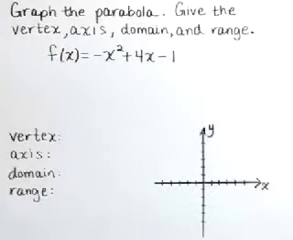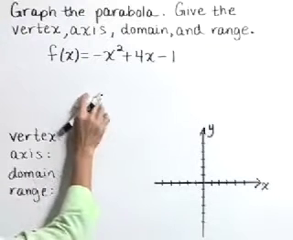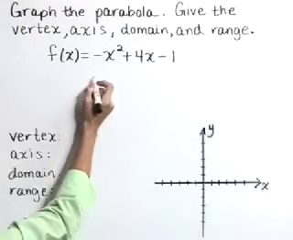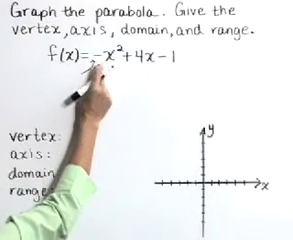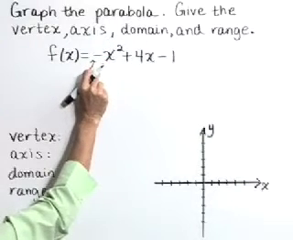Graph the parabola. Give the vertex, axis, domain, and range. Here we have a function f of x is equal to negative x squared plus 4x minus 1. Let's start by making note that, yes, this is indeed a parabola. Notice that our leading coefficient is a negative sign.